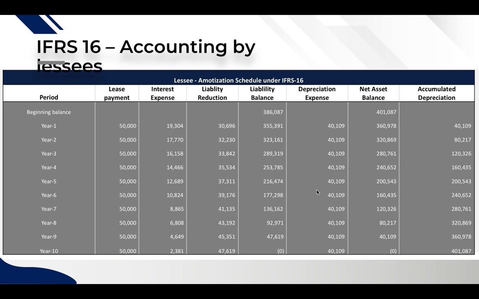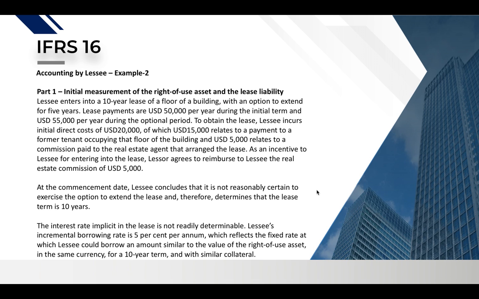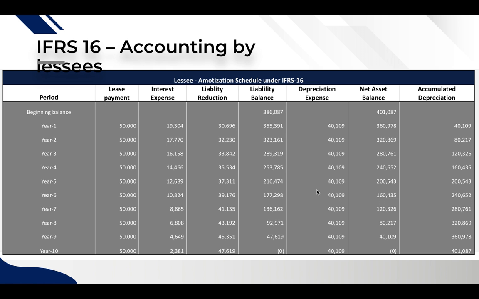But the net asset balance is 401,000 because the lessee has to account for the additional 15,000 cost which has been incurred. So again, going back to the case, the additional cost is 20,000 indirect cost which is incurred, out of which 5,000 is reimbursed by the lessor. So the net cost incurred is 15,000, which has to be added to the asset value. That is the reason why the net asset balance at the beginning of the year is 401,000.